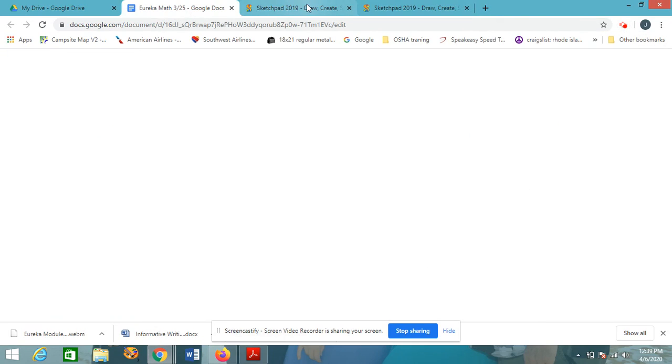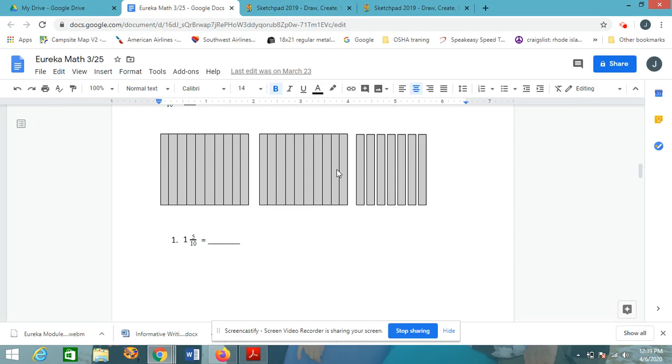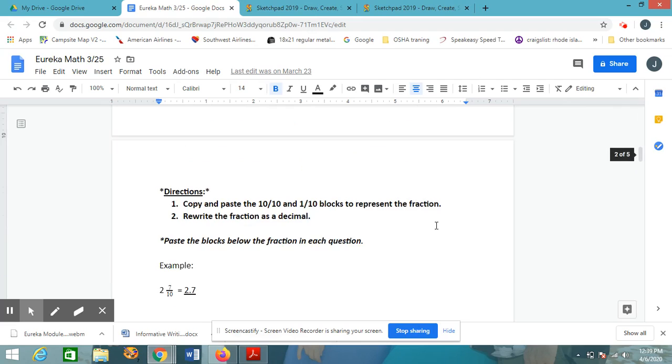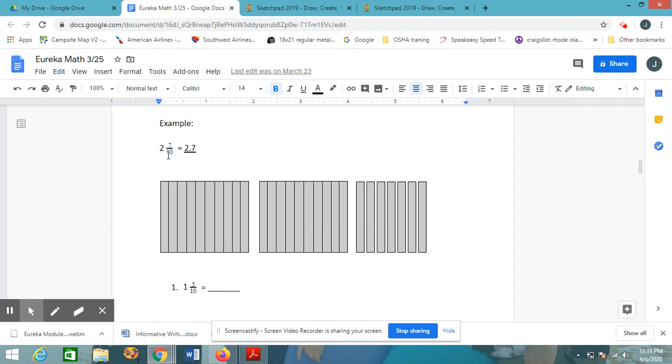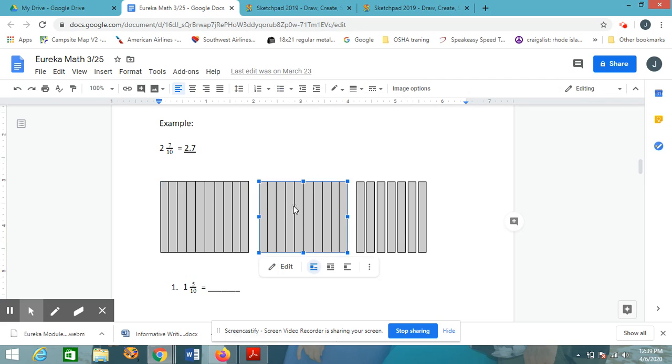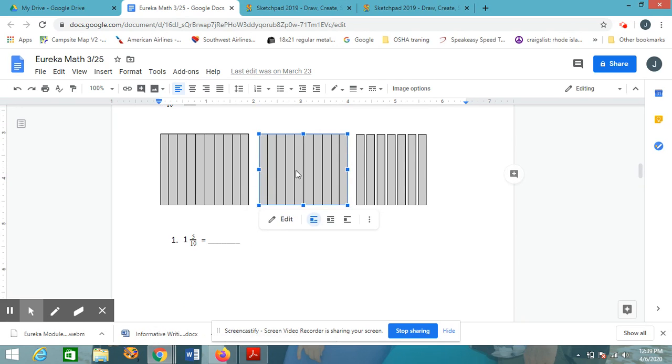And one more thing you're going to see on the work today, if this loads. You may have remembered we did this a little while back. It's just representing a fraction greater than 1. We're going to use the little 10 blocks. You just have to copy and paste them to make the fraction. If you remember how to do that, it's very simple.